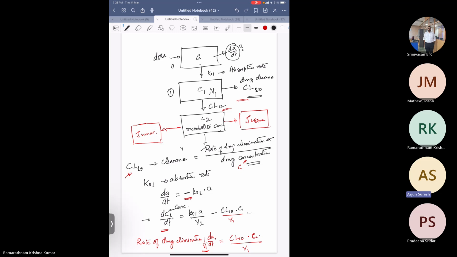What's the second term? CL1 minus CL12 into C1 by V1. That is the second equation. See, look, one, then the second equation. Now right now we are in this place. Clear?